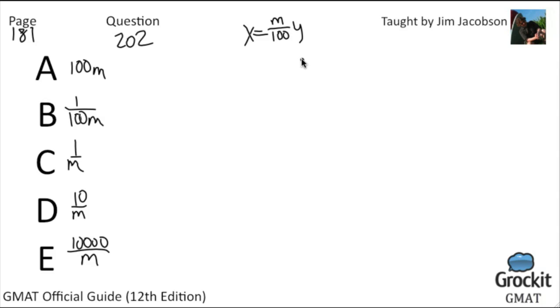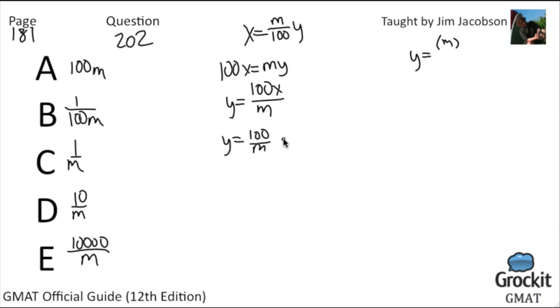And we're ultimately trying to get what y equals. y equals something percent of x. So we're trying to get to y equals, and somewhere in here there's going to be an m, and then the x is assumed. So in order to get y by itself, we would multiply both sides times 100. So then we get 100x equals m times y. And then we divide both sides by m. So we get y equals 100x over m. Or another way to put it, y equals 100 over m times x.